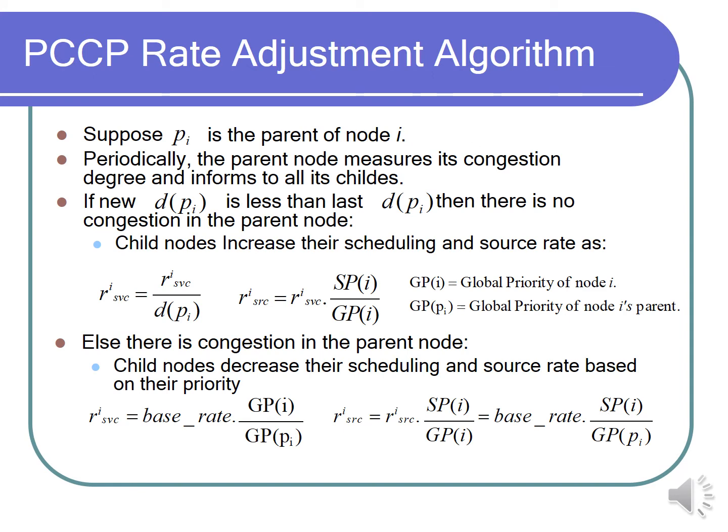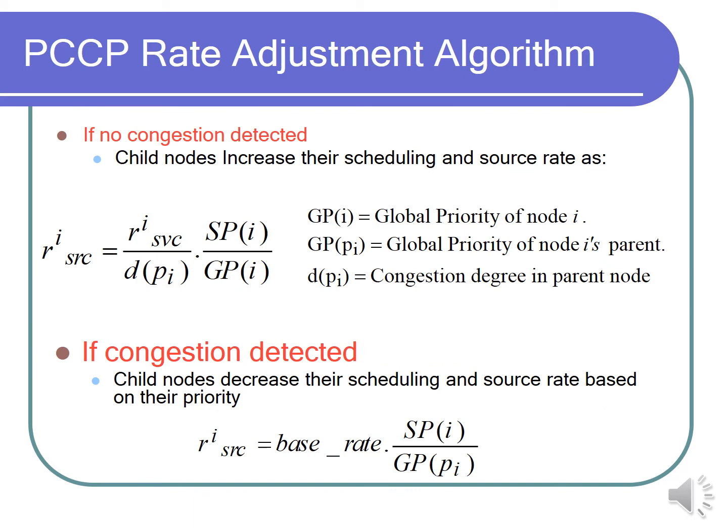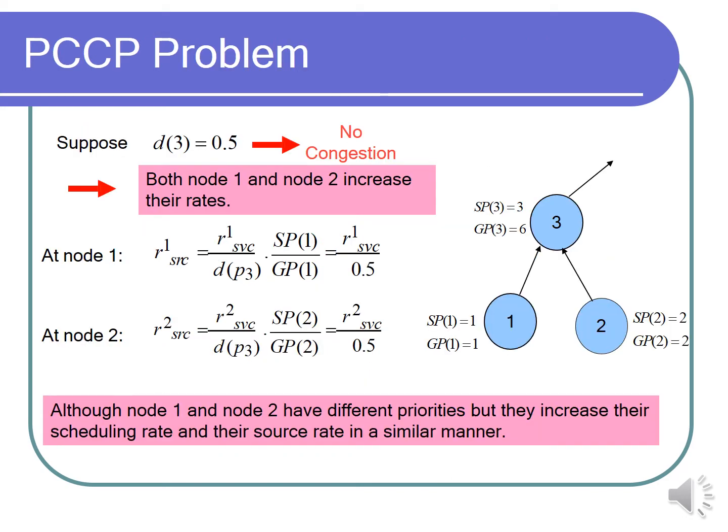Suppose P is a parent node of i. Periodically the parent node measures its congestion degree and informs all its children. So the Ri and Rc, a global priority will be taken, and the scheduling rate is based on the priority. If no congestion is detected, the formula will be Ri of source is Ri of Src times SP of i divided by D of Pi. If congestion is detected, child nodes decrease their scheduling and source rate based on the priority.